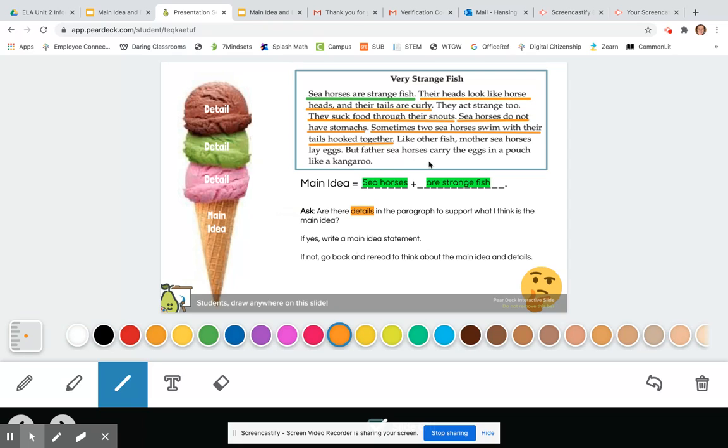But father seahorses carry the eggs in a pouch like a kangaroo. Well, father seahorses carrying the eggs like kangaroos is quite strange. So I'm going to underline that as another supporting detail. Since I have all of these details that match the main idea, I feel pretty sure that the main idea is seahorses are strange fish.